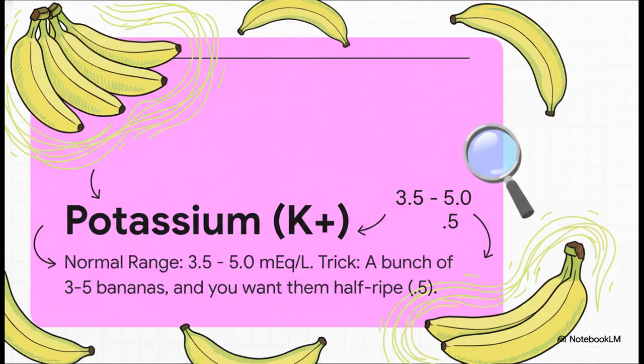First on the list, potassium. Normal range is 3.5 to 5.0. Okay, how in the world are you supposed to remember that? Easy. Think about bananas. You buy them in a bunch of 3 to 5, right? And you like them when they're about half ripe. That little 0.5 is your key, 3.5 to 5.0. It's kind of genius, isn't it?